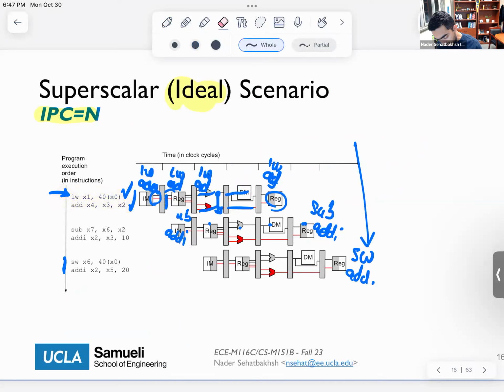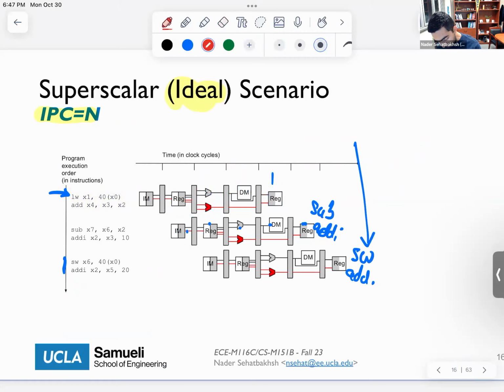So basically, I'm showing you here. What I need to do is forward from here to here, right? That's one regular forwarding that we had before. But now I also need to forward from here to here. So basically two forwardings, one from one lane to another lane, and another from two lanes next to each other. So forwarding becomes more complex. It's doable, but it's just more complex, okay?